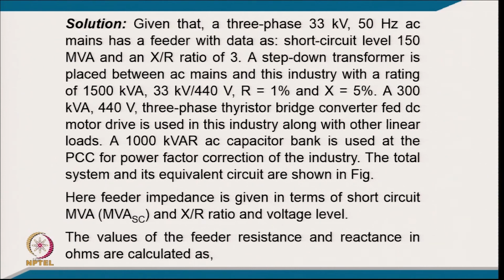Given that a 3 phase 33 kV, 50 hertz AC mains has a feeder with a short circuit level of 150 kVA, X upon R ratio 3, and a step down transformer placed between the AC mains and this industry with the rating of 1500 kVA, 33 kV divided by 440 volt, with resistance of 1% and reactance of 5%. A 300 kVA 440 volt 3 phase thyristor converter bridge for a DC motor drive is used in this industry along with other linear load, and a 1000 kVAR capacitor bank is used at the PCC for power factor correction. The total system and equivalent circuit are given in the figure. So, here the feeder impedance in terms of short circuit level and voltage, the values of feeder resistance and reactance are calculated as follows.